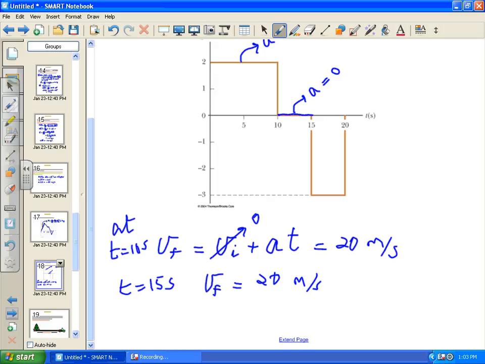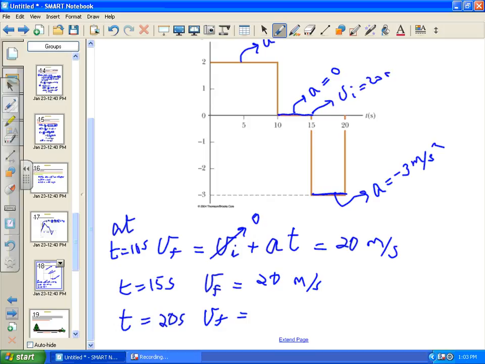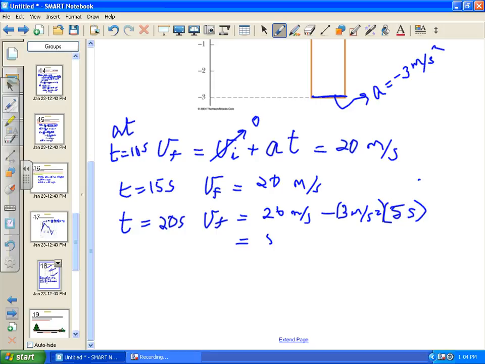It is only after t equals 15 seconds, in other words, between the time interval of t equals 15 seconds to t equals 20 seconds, where the acceleration takes on a value of minus 3 meters per second squared. And so if we were asked to determine the final velocity at t equals 20 seconds, now our v initial is equal to 20 meters per second, plus a negative acceleration, so minus 3 meters per second squared, and the time period would be 5 seconds, right, from t equals 15 to t equals 20, so 5 seconds, and so you can see that the final velocity here would be 5 meters per second. Next problem.